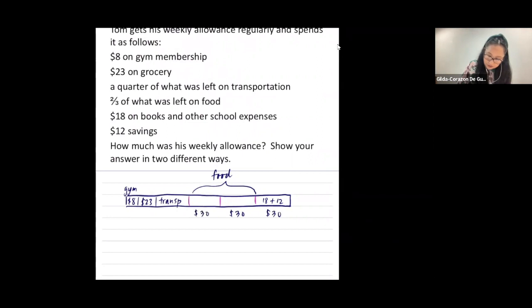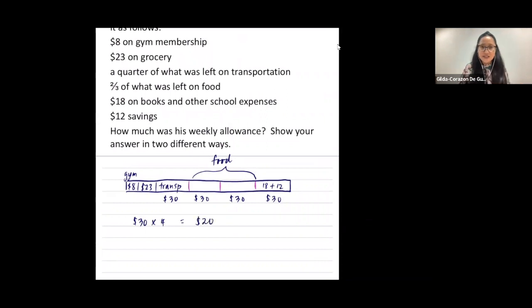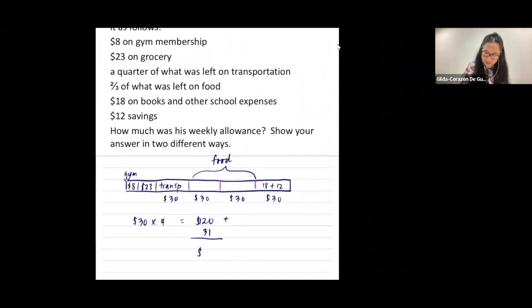This is also $30. That's also $30. So you can add them all up, or you can do it more efficiently by timesing 30 by 4. You get 120, and then you add 8 and you add 23. That gives you $31. And then you add 120 and $31, and therefore the total allowance that he had for that week was $151.